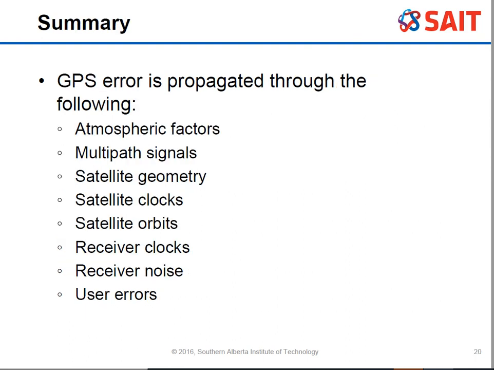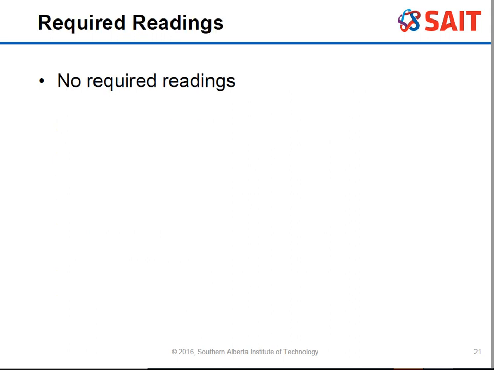So in summary, the GPS errors go through a lot of stuff. We have atmospheric errors, multipath errors, satellite geometry, which is our DOP values, clock errors, orbit errors, receiver clock errors, receiver noise errors, and user errors. So there are lots and lots of errors with this. When you go to do any kind of mapping with a GPS unit, you need to keep all of these in mind. Your placement, what you are picking up, and what type of equipment you're going to use all impact your final result.